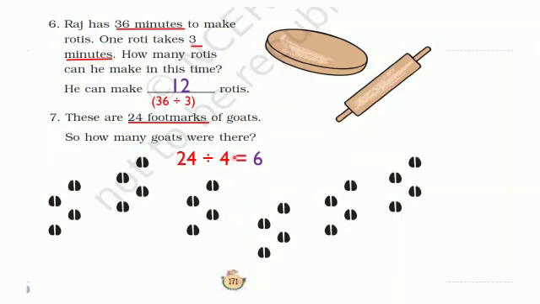So why we have divided by 4? Because one goat has 4 feet. So the footmarks will be 4. Can you see? This is one goat. This is second goat. So 24 divided by 4 is 6. So again I repeat, why we divide by 4? Because one goat has 4 legs, you can say. So 6 goats were there.